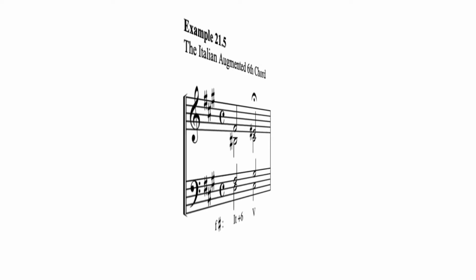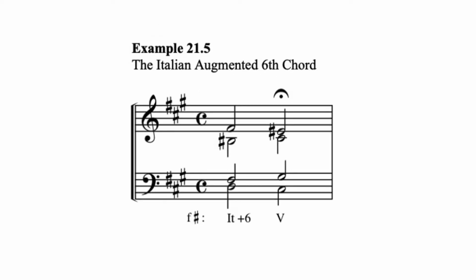Here's another example of the Italian augmented sixth in the key of F sharp minor. In this example, the augmented sixth interval appears between the bass and the alto. Because it is an Italian version, the chord also includes a pitch a major third above the bass, in the tenor in this example, and the pitch is doubled in the soprano.